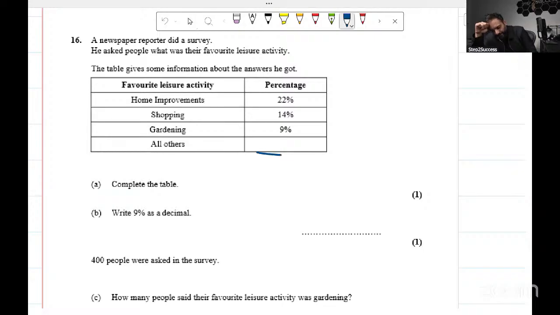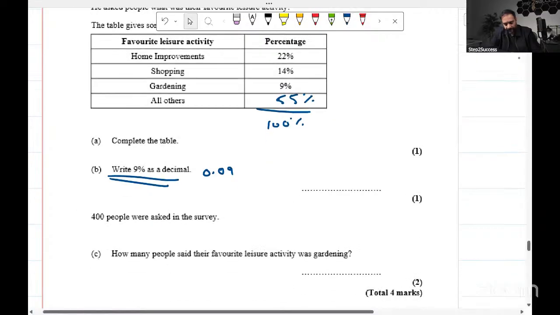Complete the table. Well, we know percentages add up to 100, so we should be able to work out what's missing here. 22 add 14 is 36, add 9 is 45, which means this must be 55% to make it all add up to 100. Write 9% as a decimal. To turn a percentage into a decimal, just divide it by 100. That's 0.09.